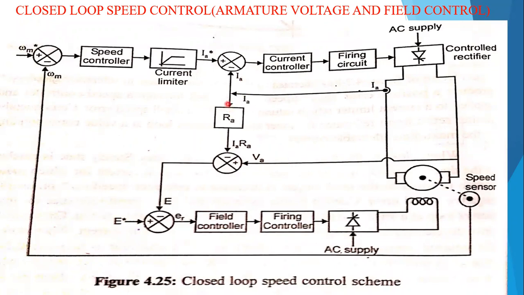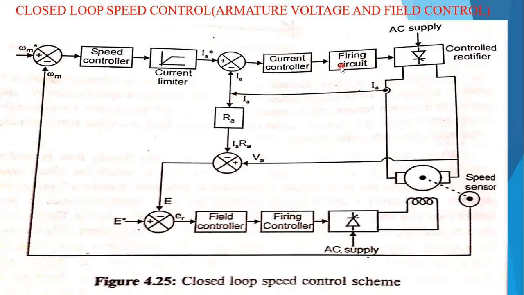This drive employs a current control loop. Understood? Current control firing circuit. The drive employs an inner current control loop and an outer speed loop. That's like this. So this is called the inner current control loop.